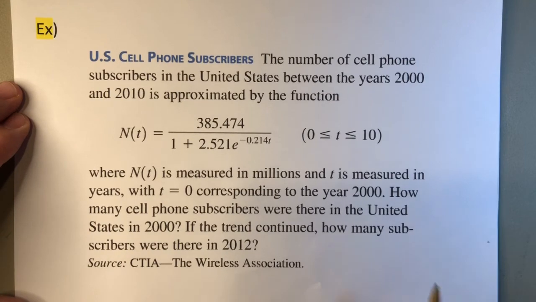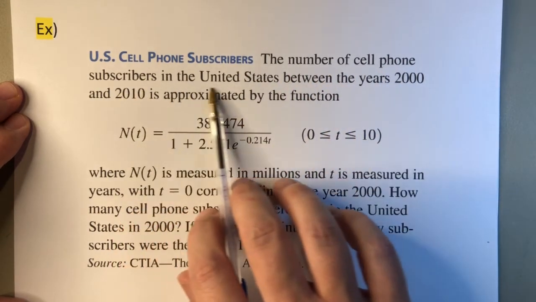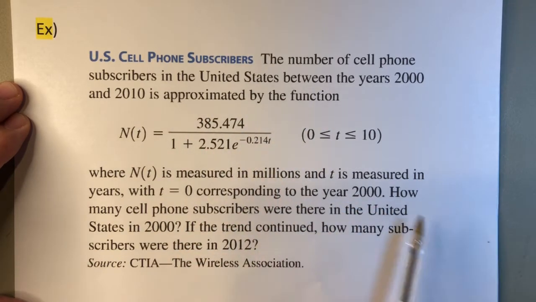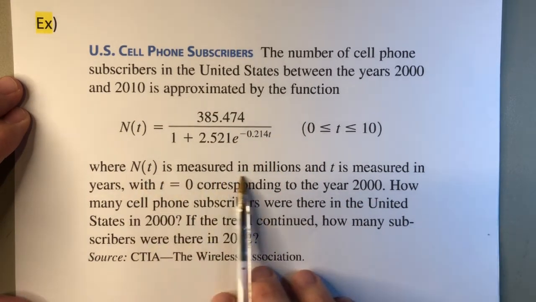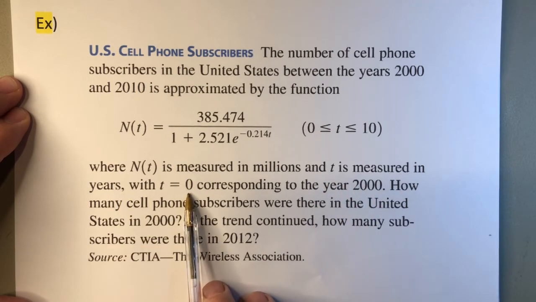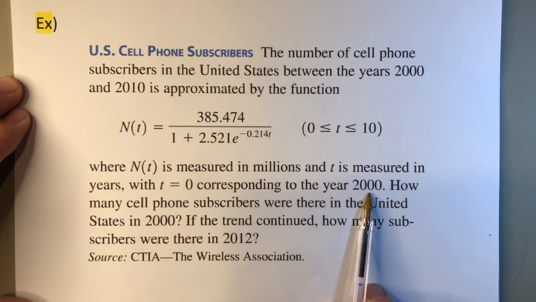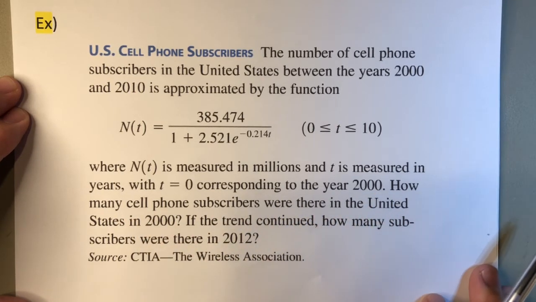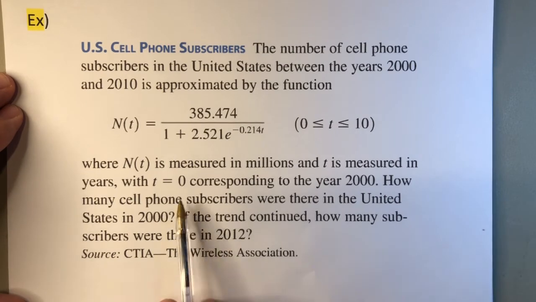So we read this question: the number of cell phone subscribers in the United States between the years 2000 and 2010 is approximated by this function, where N of t is measured in millions and t is measured in years, with t equaling 0 corresponding to the year 2000. How many cell phone subscribers were there in the United States in 2000? Well, that would be when t is equal to 0.